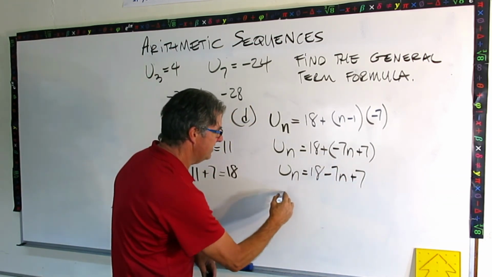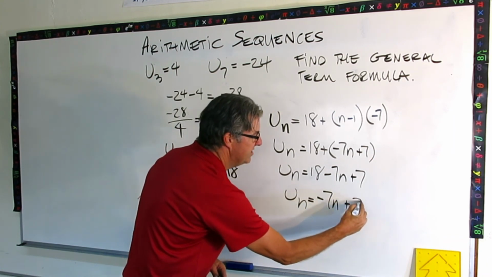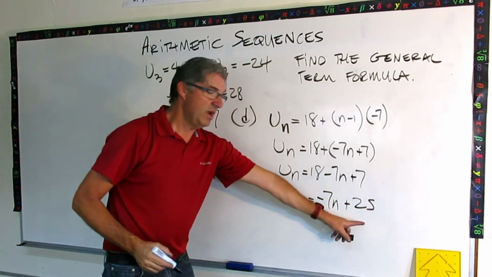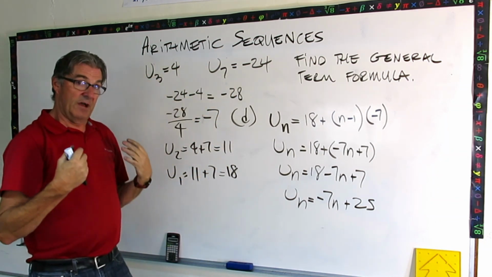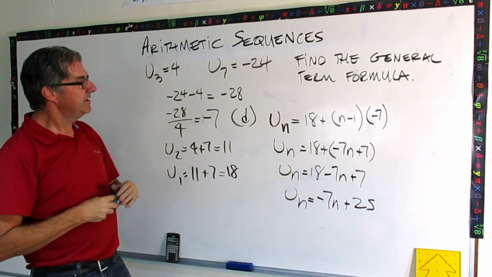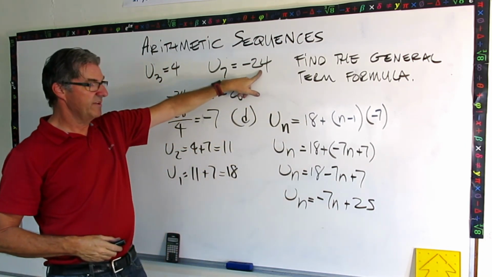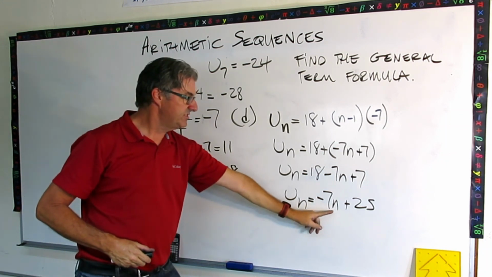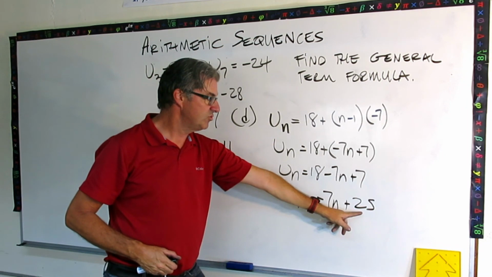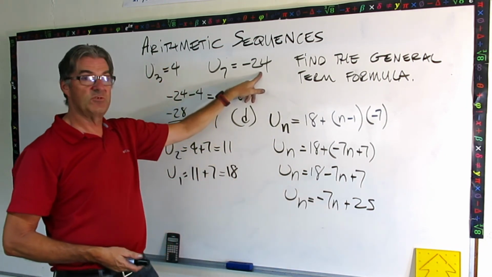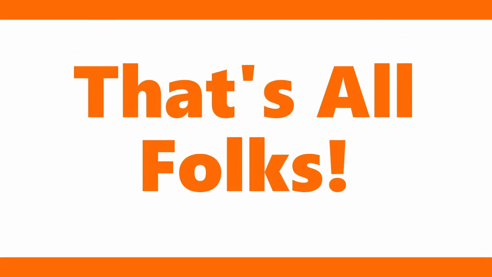So now let's rearrange a little bit. un equals negative 7n plus 25. And that's our general form equation for the sequence with these two terms. Now if you want, you could pause the video and test it by putting in 7 for n and seeing if you get negative 24. So 7 times 7 is 49. We've got a negative. So negative 49 plus 25 is indeed negative 24. So we know this is correct.